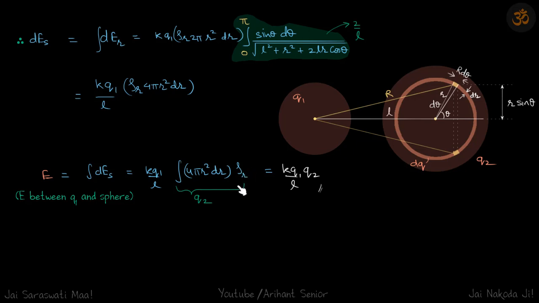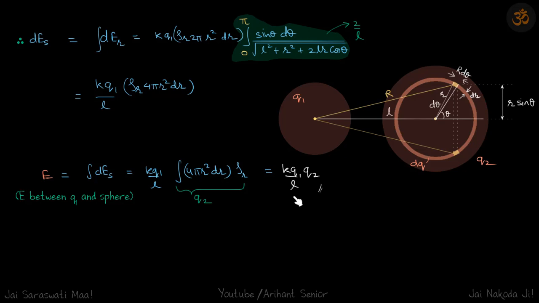So you can see that this is the charge Q2. See, 4 pi R square dr rho dr is small charge dq on the shell. And if we are integrating this small charge dq for the whole sphere, we will just get the value of total charge, which is Q2. So small volume of the shell times rho R, integral of that is going to be Q2. So our answer becomes KQ1 Q2 by L.